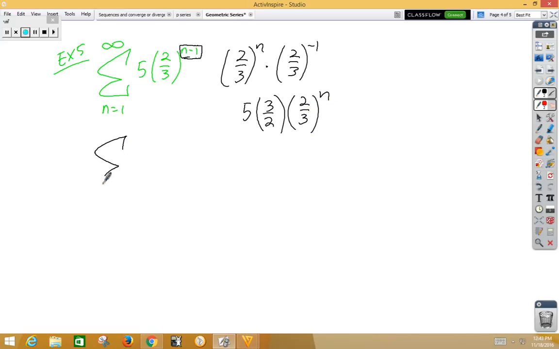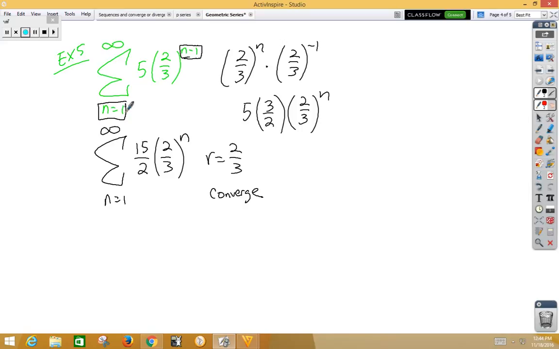Well, so we can rewrite this. n is 1 to infinity of 15 over 2 times 2/3 to the n. Well, clearly r is 2/3, so that's definitely less than 1, so this thing is going to converge. So we want to find the sum. So let's go back to the beginning. If we plug in the lower limit, anything to the 0 power is 1, so 5 times 1 is 5. So our first term is 5 over 1 minus 2/3, so that's going to be 5 divided by 1/3, which will give us an answer of 15.